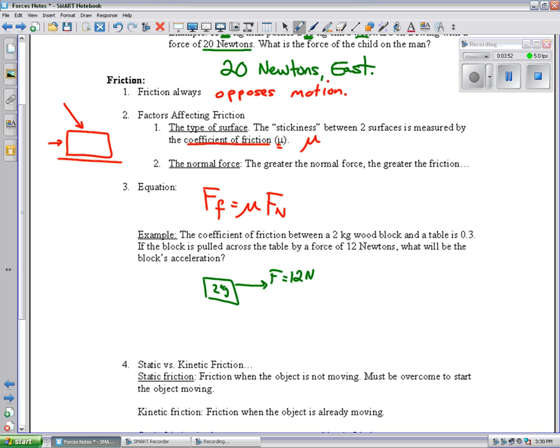Okay, we know there's going to be a friction force because we have this coefficient of friction. So we're going to put that there is a friction force back here. We're not going to put the 0.3, okay, because that's not the force of friction. Then we also know there's gravity acting down on it.